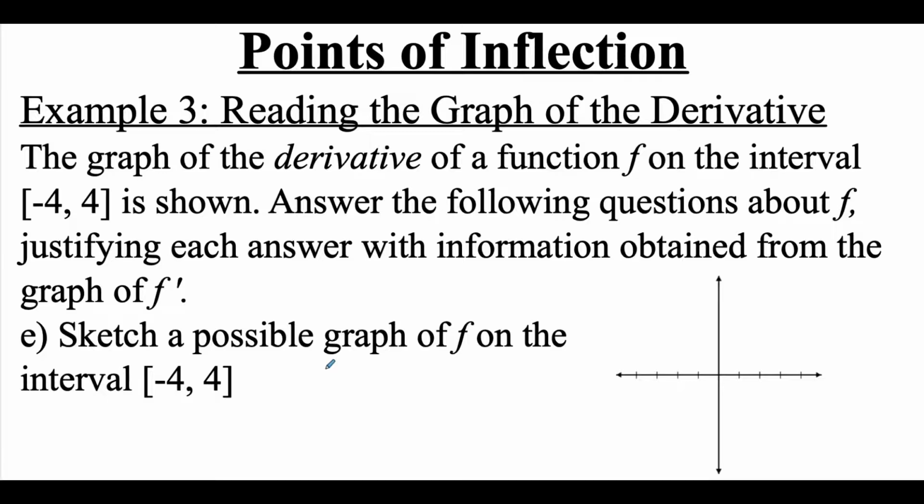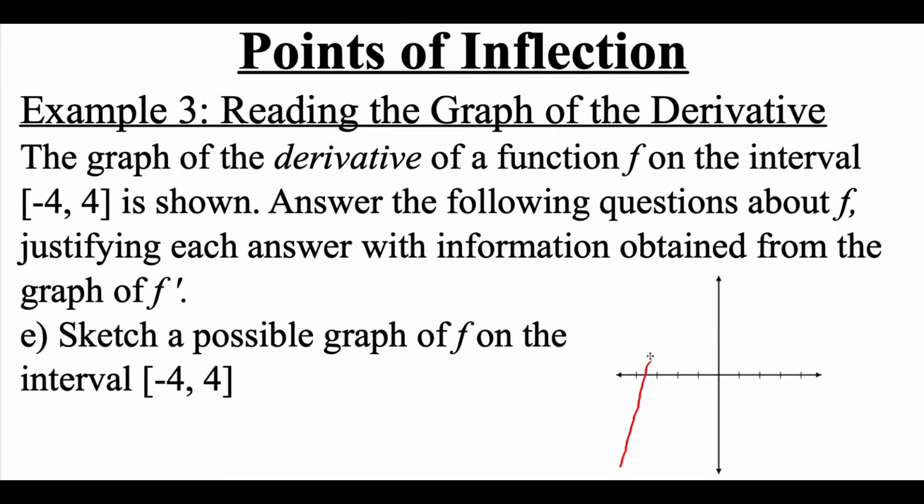Now the last thing we want to do is use all of that information to try to help us sketch out a possible picture for our graph. So starting on the far left-hand side, our derivative was positive, so that means that the graph of the original function has to be increasing. So if I start down here on the bottom corner and I go up, I increase.